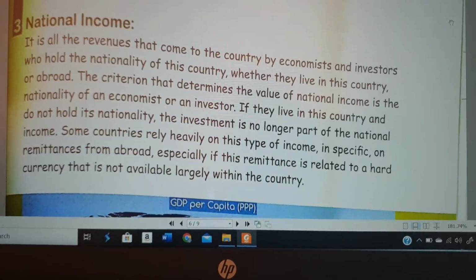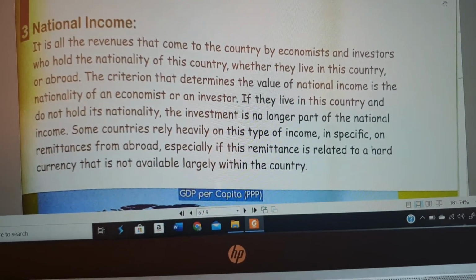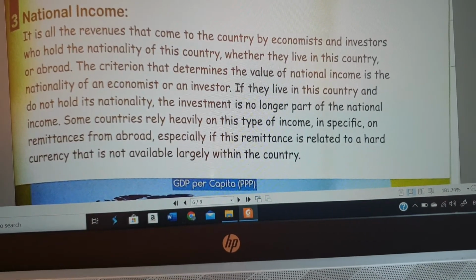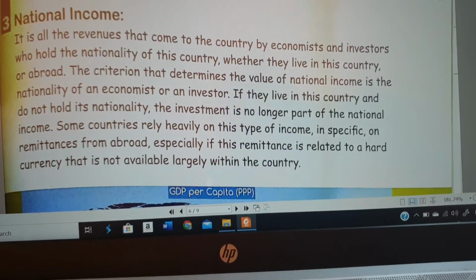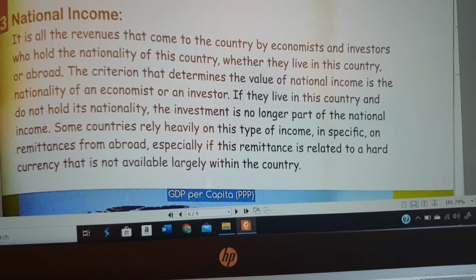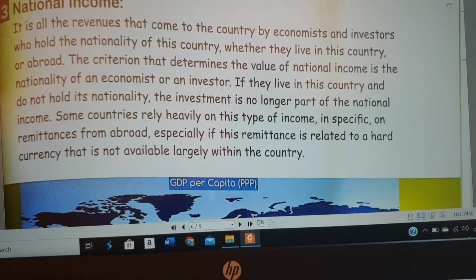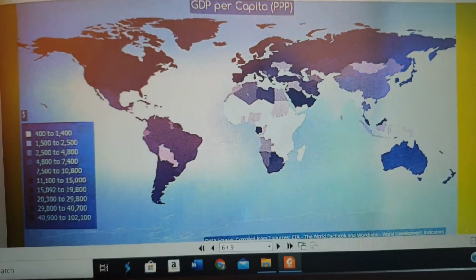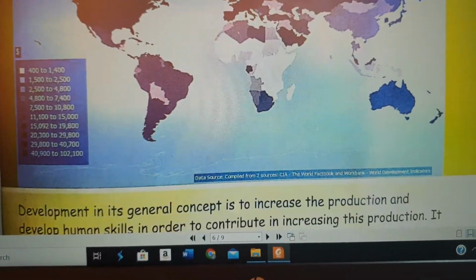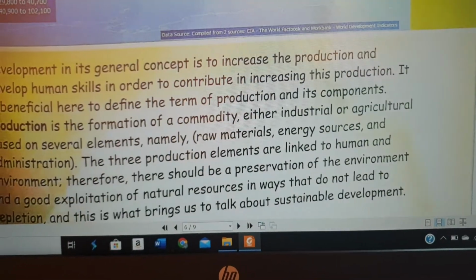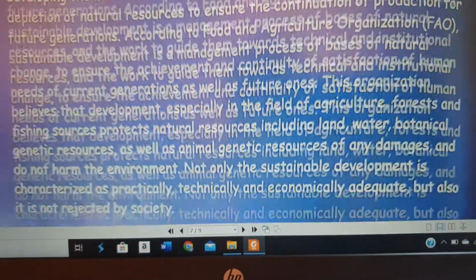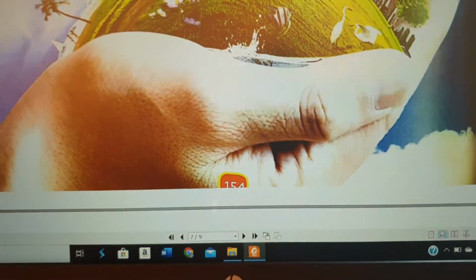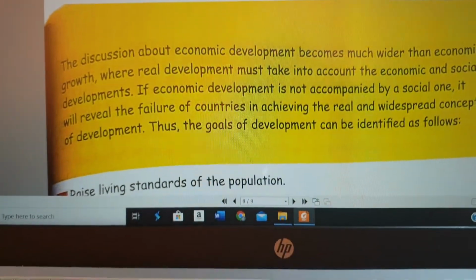These indicators will help anyone judge whether this country has a strong economy or not. Look, this is the per capita income and so on, development in this and this, suitable, sustainable, and so on. That's it.